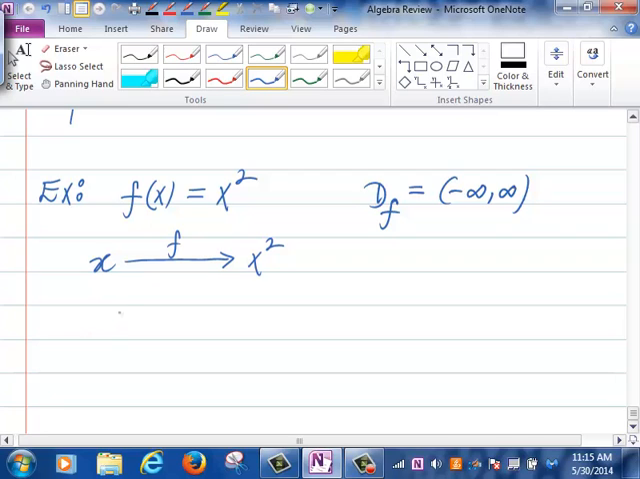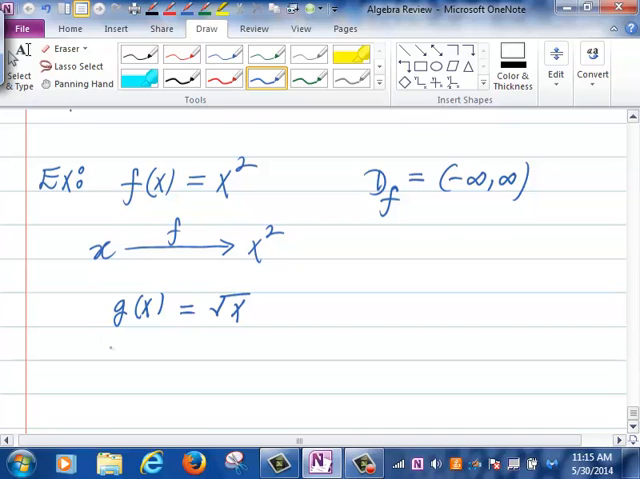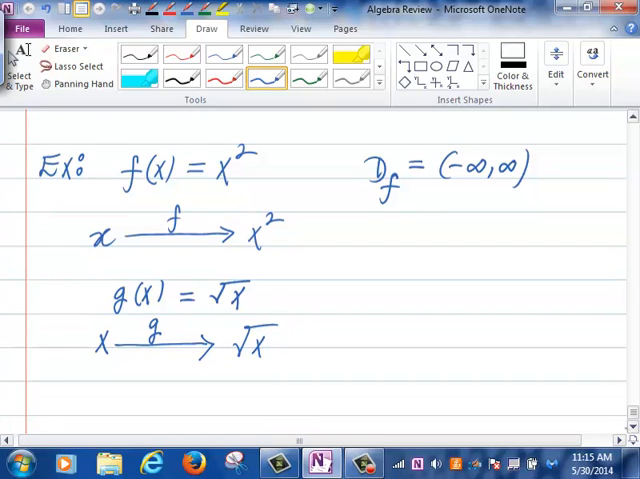Compare that with the example of g of x, which is given by root x. So what are we doing here? This function is the process where, if you are given an input x, you take the square root of that input, right? The output is the root of the input. In this case, what would I take the domain to be? 0 to infinity, because now the definition of g does not make sense if x is negative, since the square root of a negative number is not a real number. So we would say that the domain of g is all numbers from 0 to infinity, okay? Is everybody okay with that?